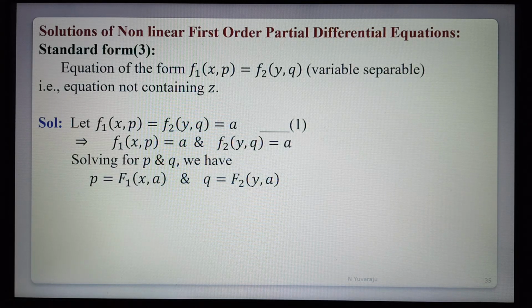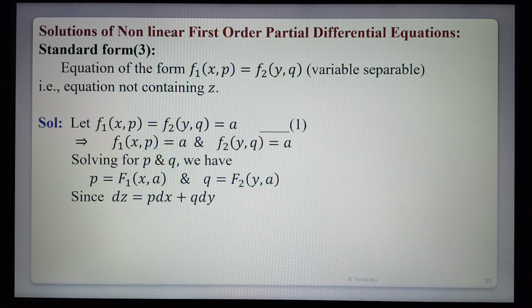But we know that z is a function of x and y. By using the total differential formula, dz is equal to dou z by dou x into dx plus dou z by dou y into dy, and dou z by dou x is equal to p, dou z by dou y is equal to q. Hence dz is equal to p dx plus q dy.